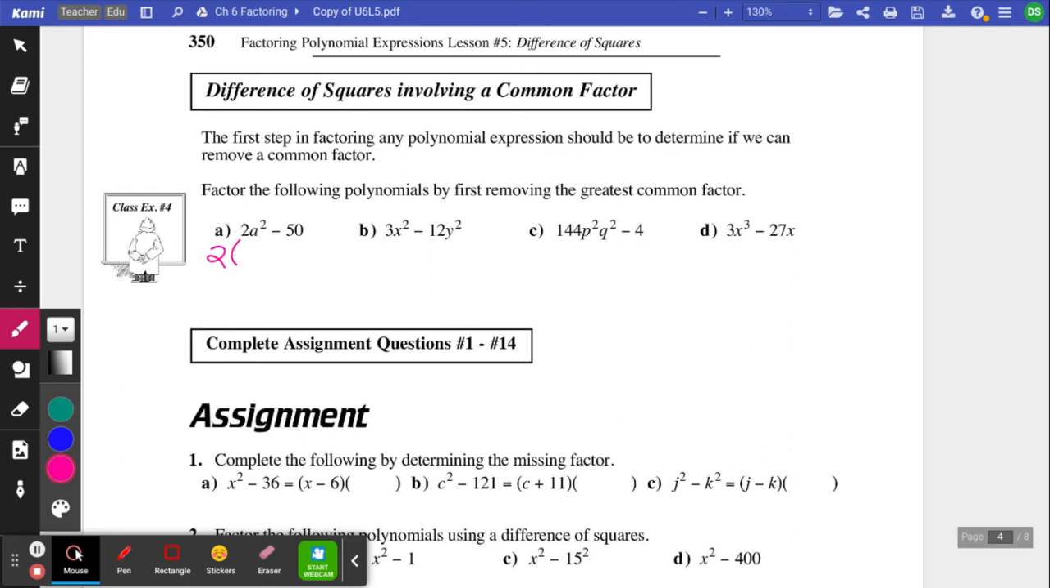So if we remove the 2, what do you have left? Wait a minute. What step are we in right now? 1. So how many sets of brackets should we have? 1. Good. And when you remove a 2, what will you have left? A squared minus 25. Oh, look at that. You love those, because these are easy. We love difference of squares. Now you go, okay, I'm not done. I should try again. Factor fully, right?